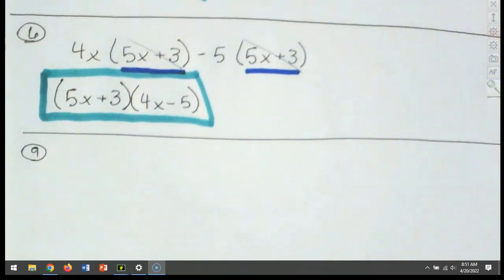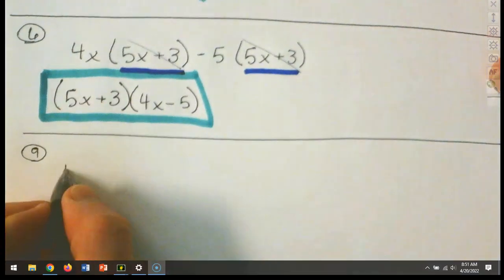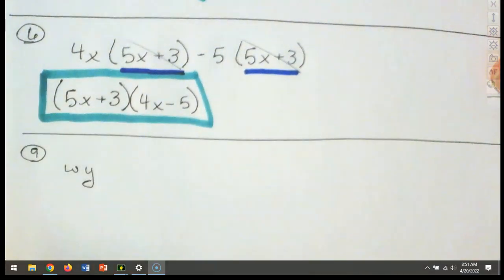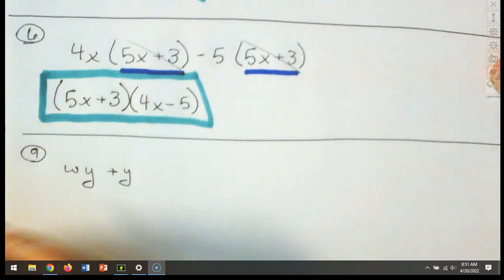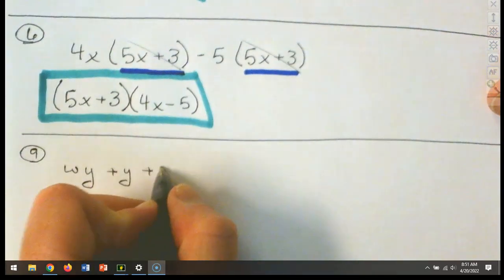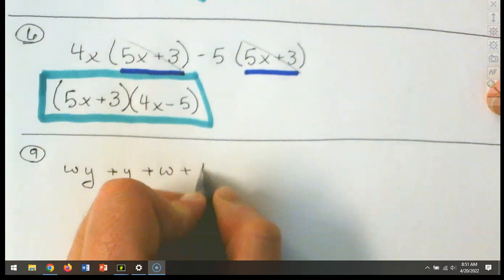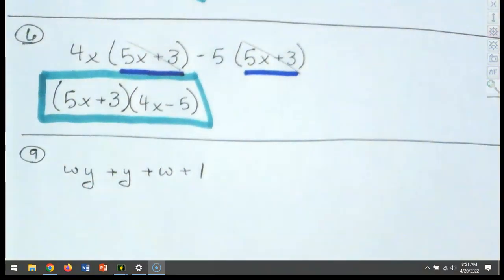Question 9. Factor by grouping. wy plus y plus w plus 1. Okay. Now, we could rearrange the order if we wanted to, but I don't think we're going to need to. So when I look at this, I've got my 4 terms. So that tells me it's a factor by grouping.